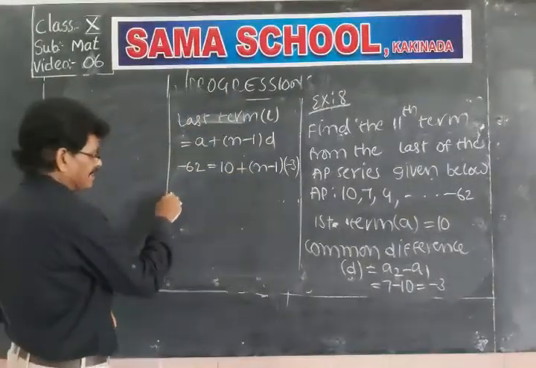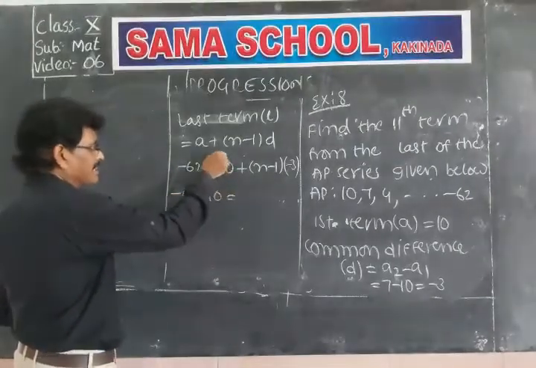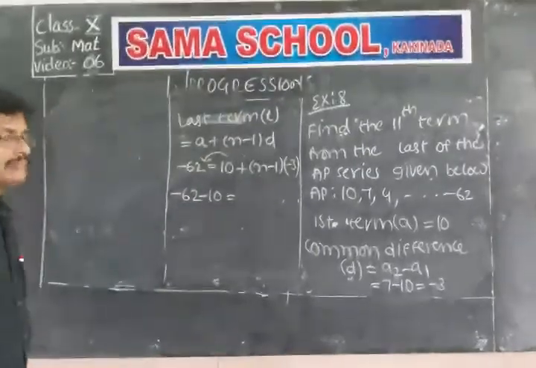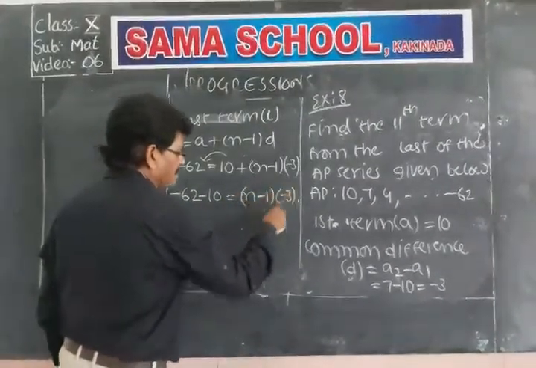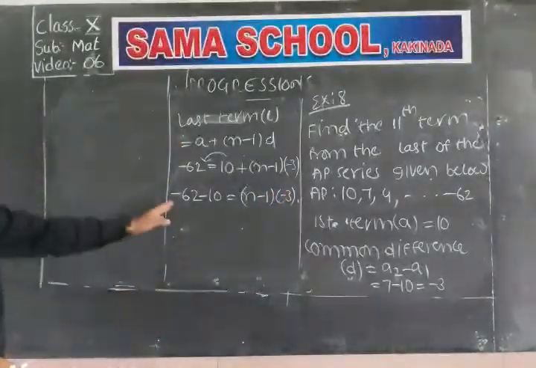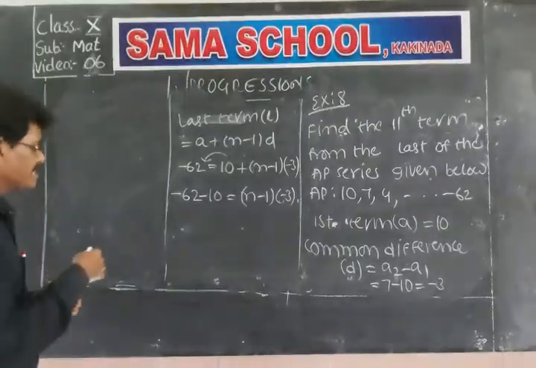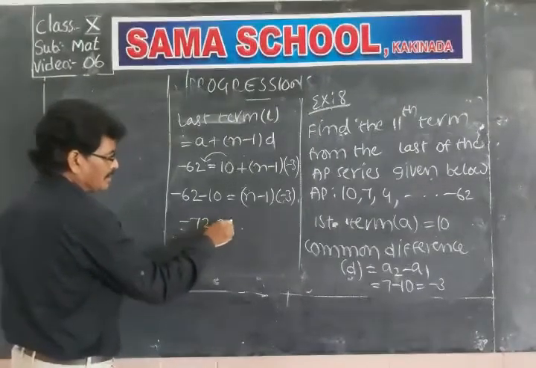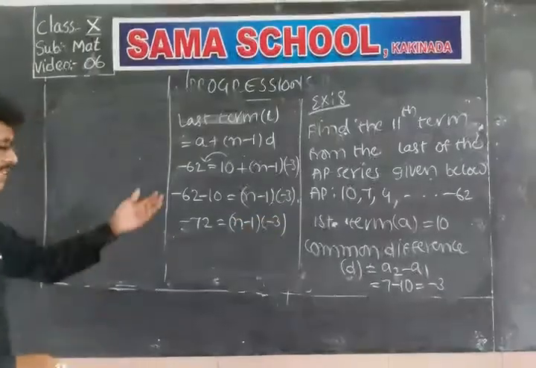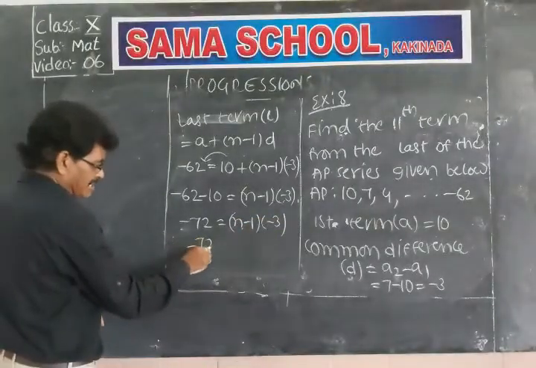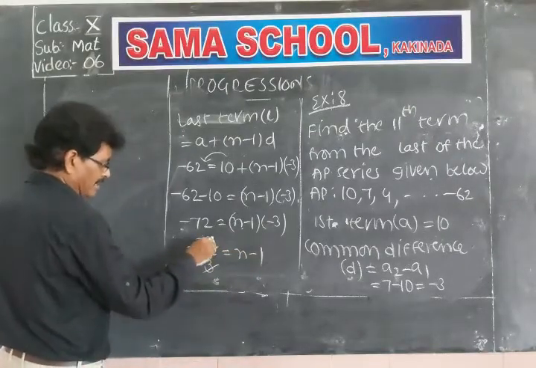Now take 10 this side. Minus 62 minus 10 becomes minus 72, then come this side. Minus 72 is equal to N minus 1 into minus 3. So take 3 this side. Now minus 72 by minus 3 is equal to N minus 1. 3 2 are 6.